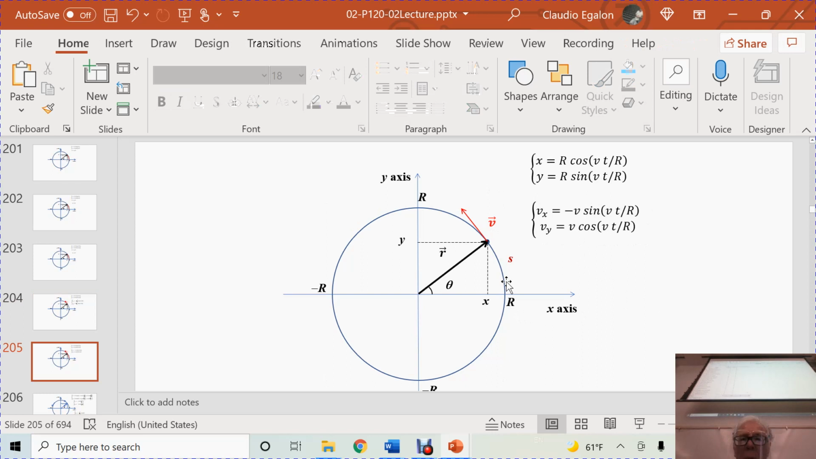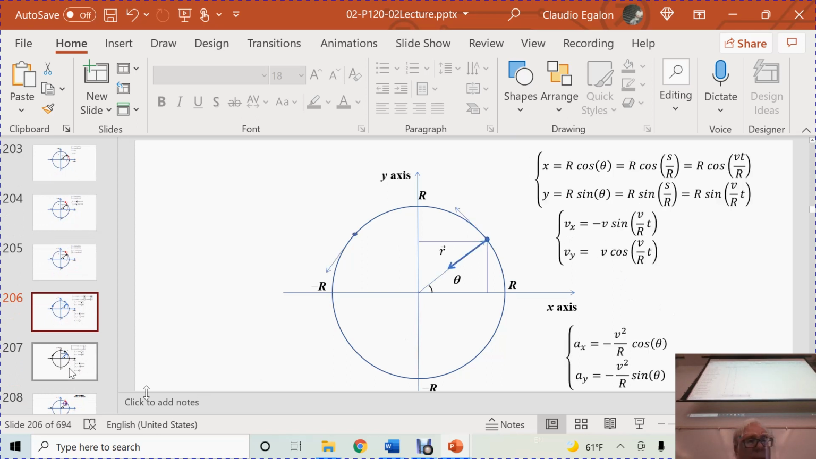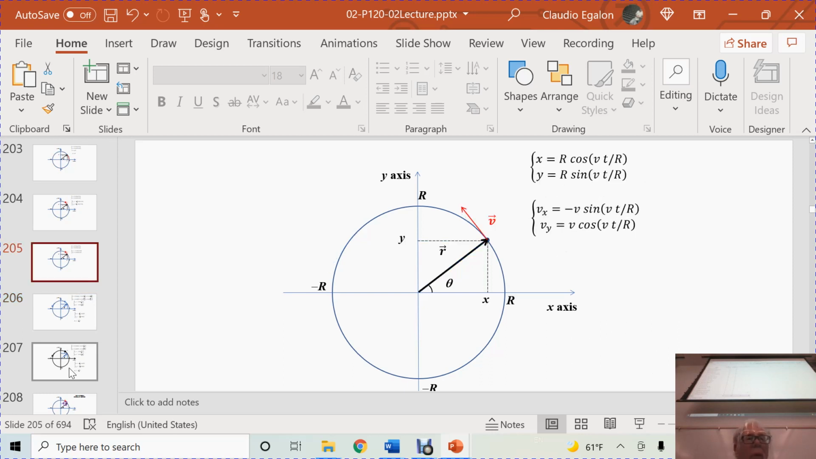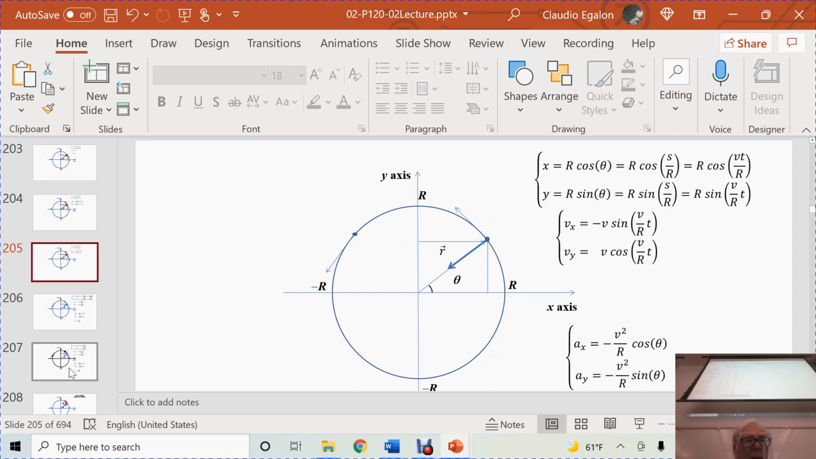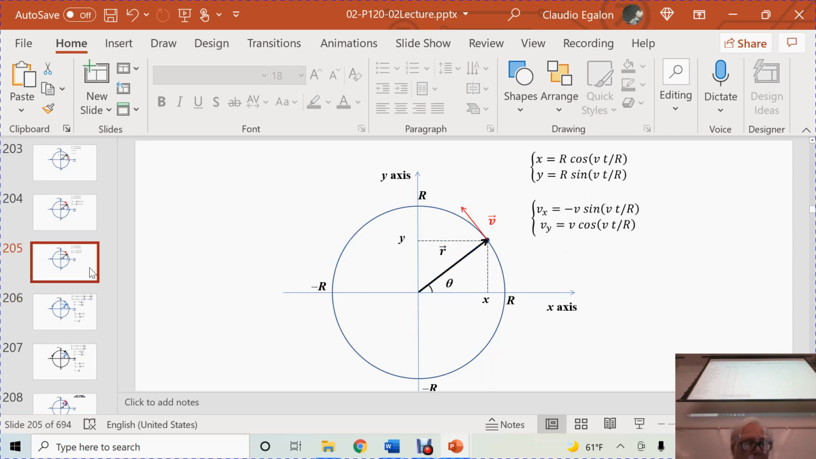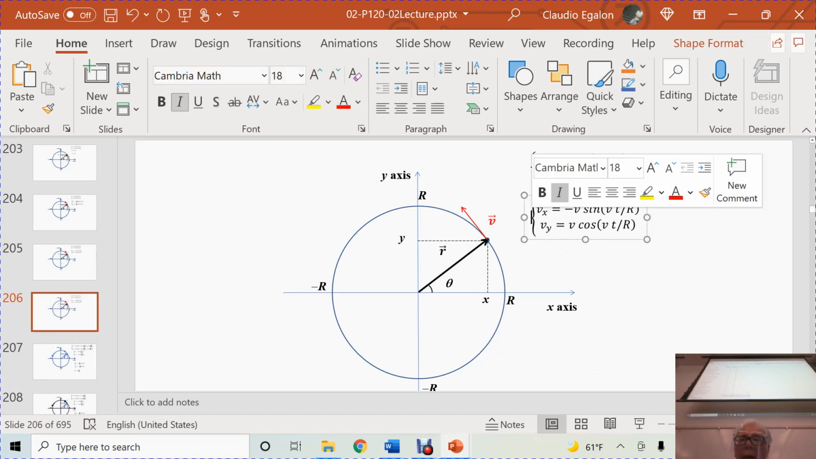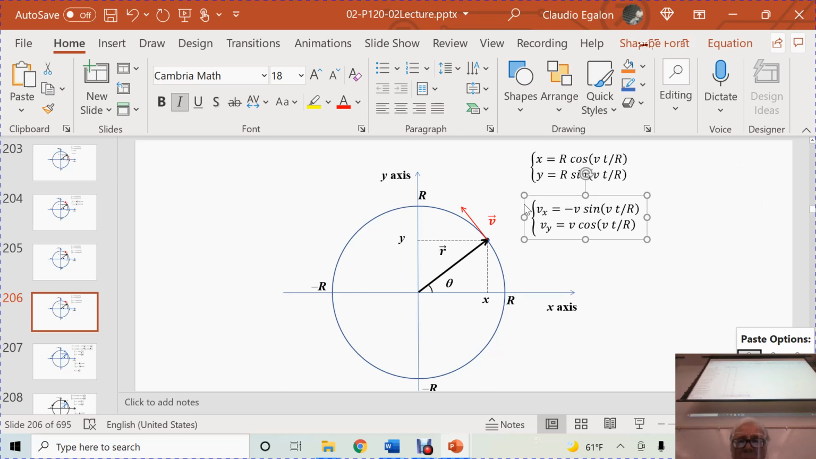What's next we can do? We got the position vector, right? We got the velocity vector. What's next now? The acceleration, right? We have to get the acceleration now. I'm gonna copy this one, paste here, and differentiate this equation, just like we differentiated the first one.